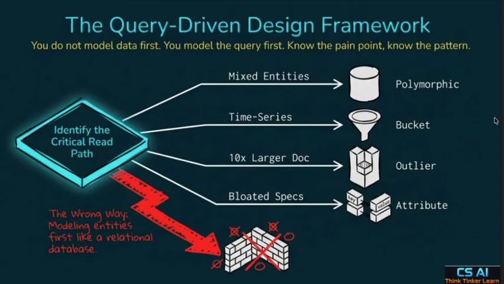In a relational world, you model entities first. In NoSQL, that is the wrong way. You must identify the critical read path first. Does your query need mixed entities? Use polymorphic. Is it time series? Use a bucket. Is the document 10 times larger than average? Use the outlier pattern. Know the pain point, then choose the pattern.